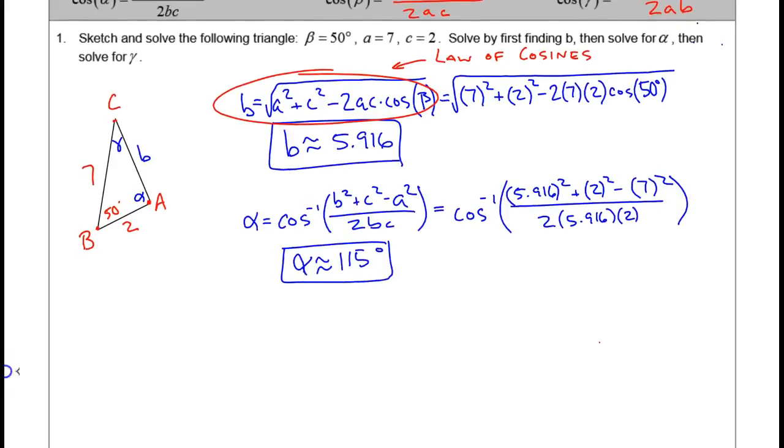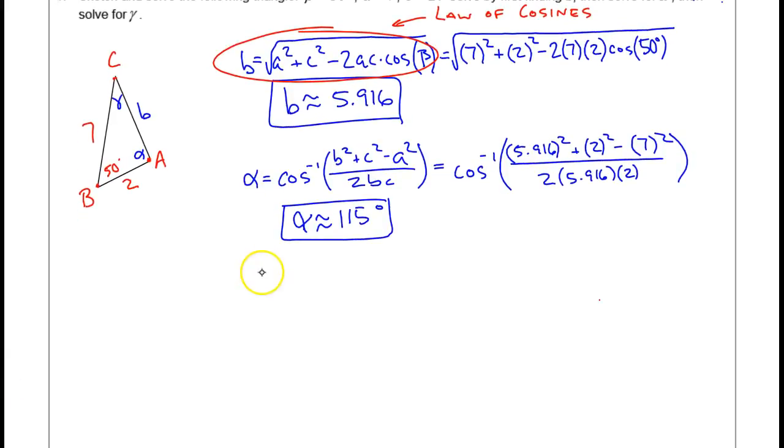Last thing we got to do now is find gamma. So we've already found two of the angles in this triangle. Let's go ahead and use the triangle angle sum theorem on this one. So just stepping back to review, this was also the law of cosines.